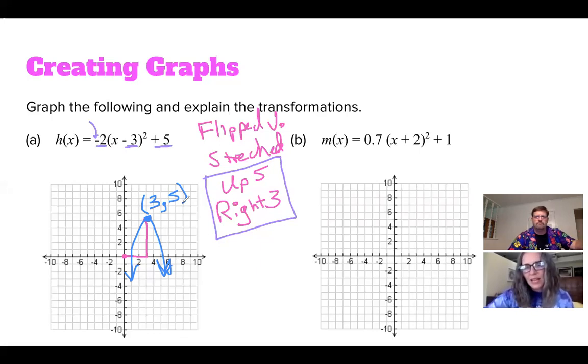But we're just saying, what does a graph look like, and how do A, H, and K affect it in terms of transformations? So why don't we pause the video? Really, pause it and try problem B.